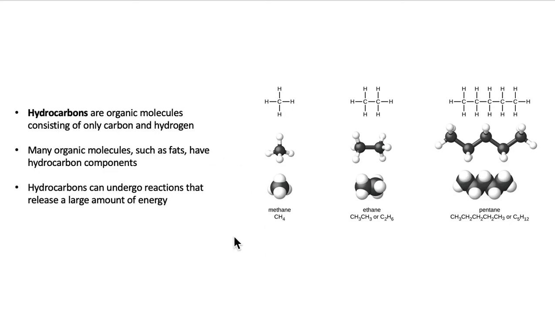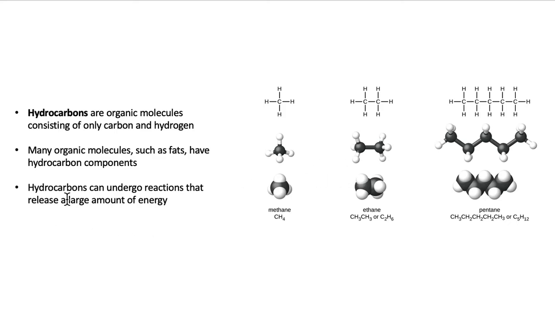Okay, now let's more discuss hydrocarbons that I have already mentioned in the beginning of the lecture. So hydrocarbons are organic molecules consisting of only carbon and hydrogen, as it is shown in these images. Many organic molecules such as fats have hydrocarbon components. The main characteristic of hydrocarbons is that they are hydrophobic and thus do not dissolve in water. So they aggregate to each other, and that's how they can insulate themselves from interacting with water.